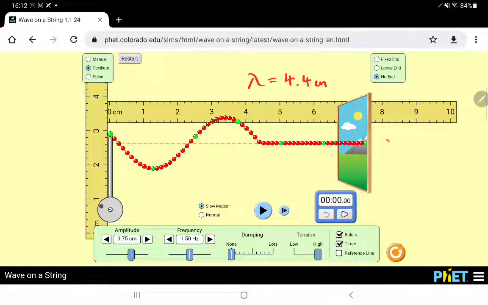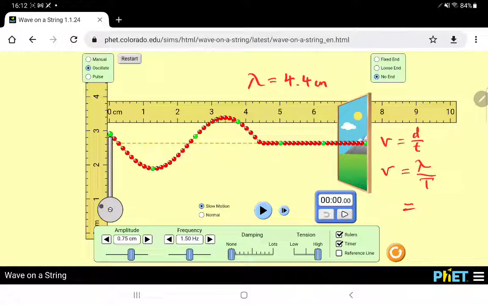For speed, it is the distance traveled over time. If I use 4.4 centimeters as the distance that I want to measure, that is basically one wavelength, right? What would the time taken for the wave to travel one wavelength be? Do you remember? We've learned this. It's called the period. The period is the time taken for one complete oscillation, right? So the time taken for the wave to travel one wavelength. And so for any wave, if I use the distance of one wavelength, the time taken will be a period. So the speed will be wavelength over the period.